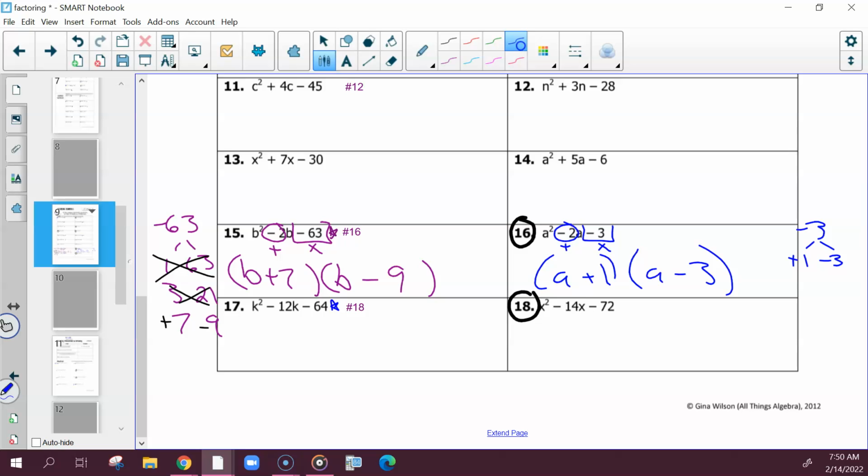Remember, with all of these, you can always distribute it back out and see, does this work? What questions do we have about this?